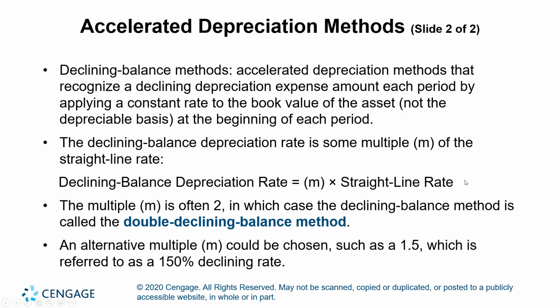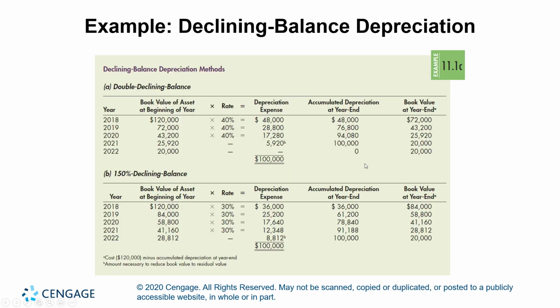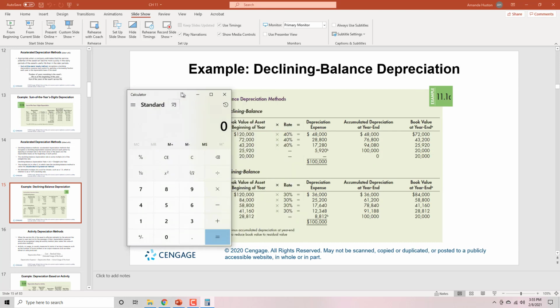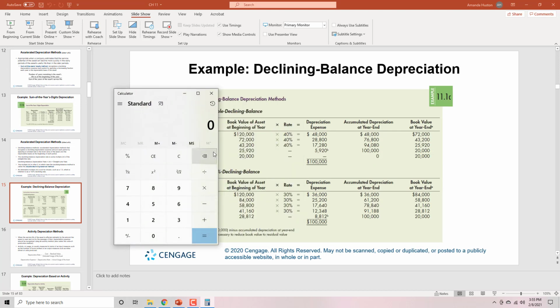So here's an example. The straight line rate, I'm going to hit calculator here. So straight line rate is 20%. So 20,000 was the straight line depreciation, divided by 100, equals 20%. We're going to double that, 2 times 20%. So that's 40% for double declining balance. And if we take the 20% on a 5-year asset and multiply that by 1.5, then that's how you get 30% on the 1.5, or 150% declining balance.